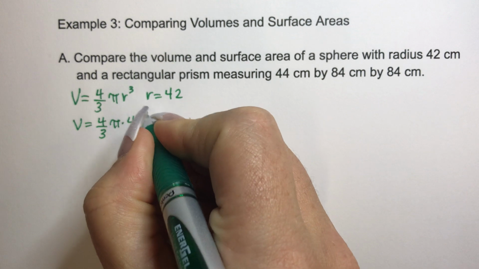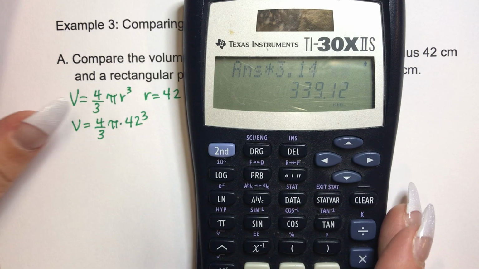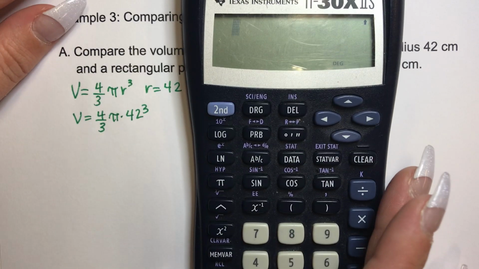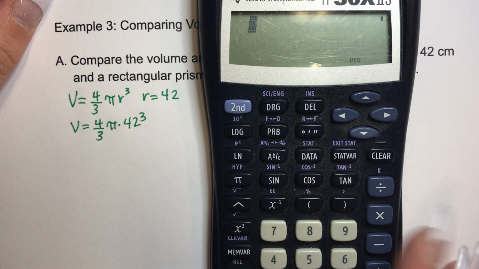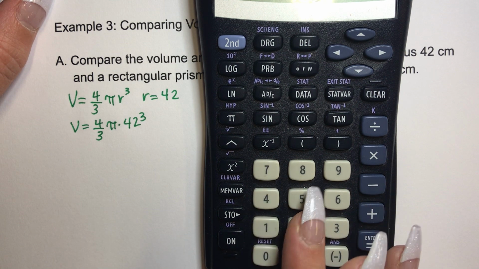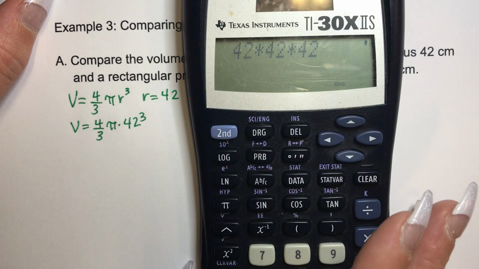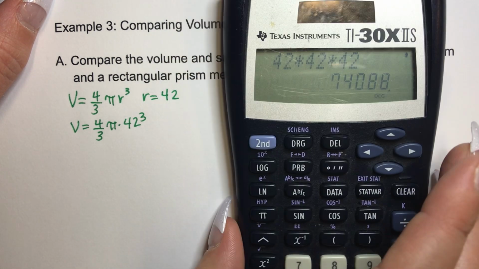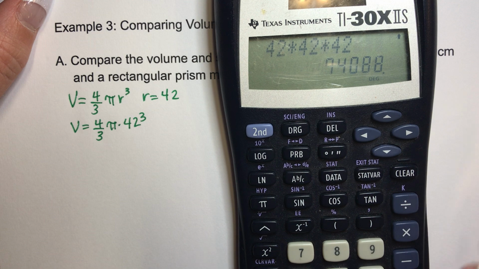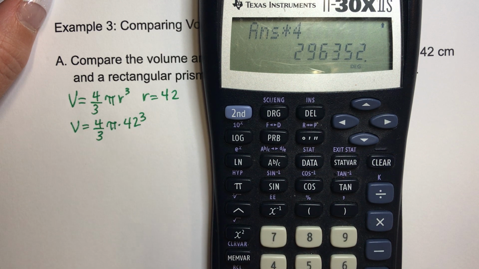So first thing I'm going to do is figure out what 42 cubed is. So I'm going to clear up my calculator right here and go 42 times 42 times 42. You can see that here and enter. Okay, so that's 74,088, and then I'm going to multiply that by 4 and then divide it by 3.